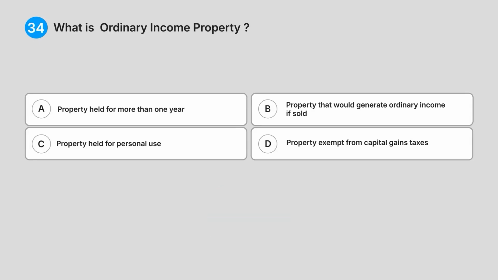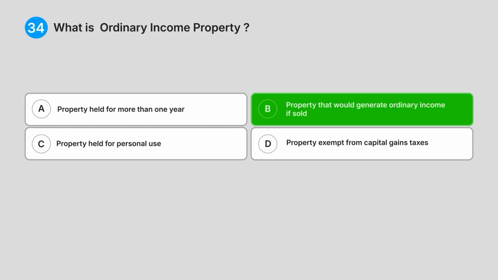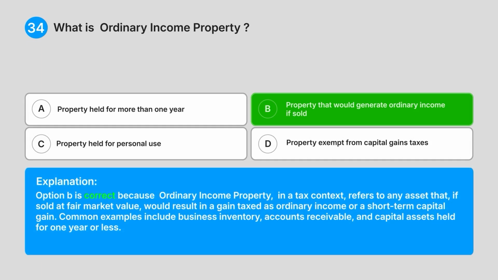Correct answer, B. Property that would generate ordinary income if sold. Explanation. Option B is correct because ordinary income property, in a tax context, refers to any asset that, if sold at fair market value, would result in a gain taxed as ordinary income or a short-term capital gain. Common examples include business inventory, accounts receivable, and capital assets held for 1 year or less.